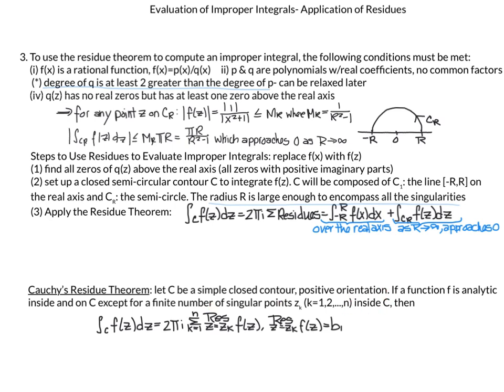So in other words, we need f to be analytic on C. We can have finite singularities inside C, but we don't want C to have any singularities, and that's why the radius r has to encompass all the singularities. It can't have a singularity on our curve.